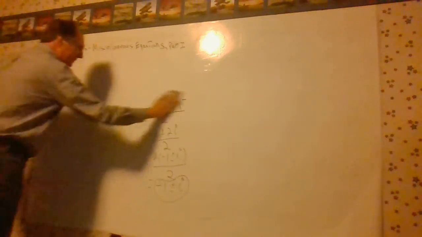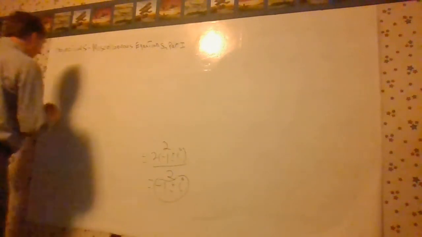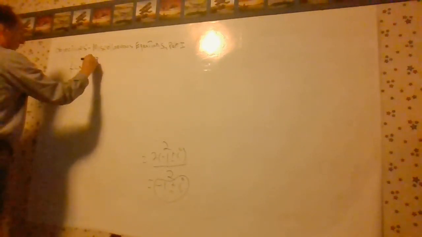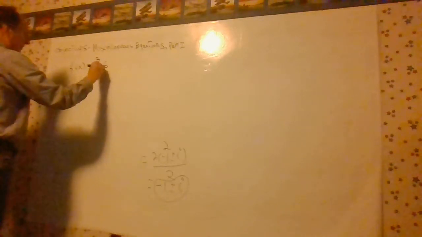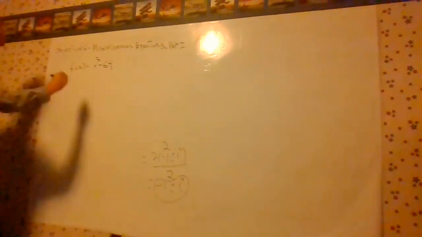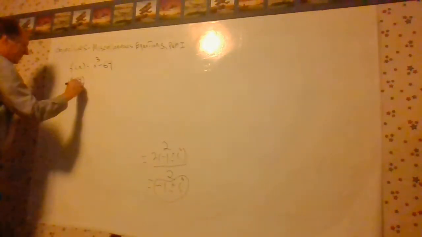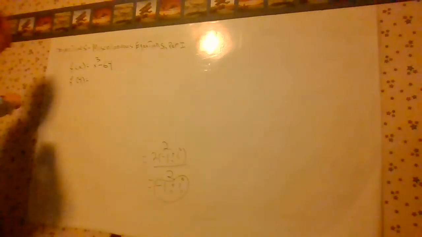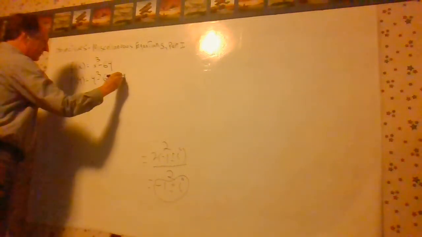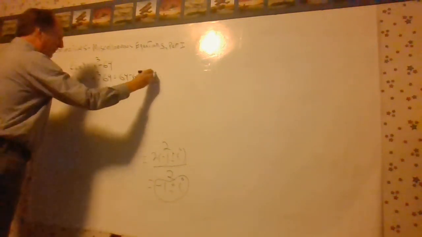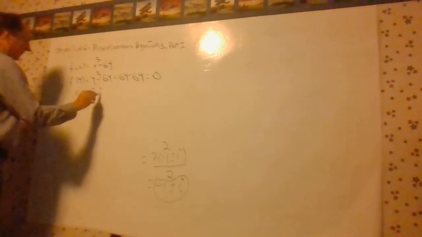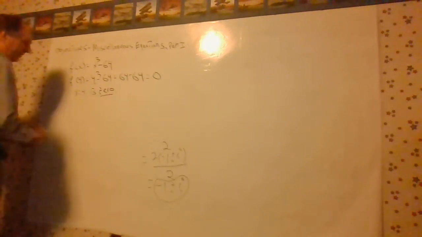Consider the following. Suppose we have a function f of x equals x cubed minus 64. We can find the first zero very easily. f of 4 equals 4 cubed minus 64, which is 64 minus 64, which is 0. So x equals 4 is a zero.